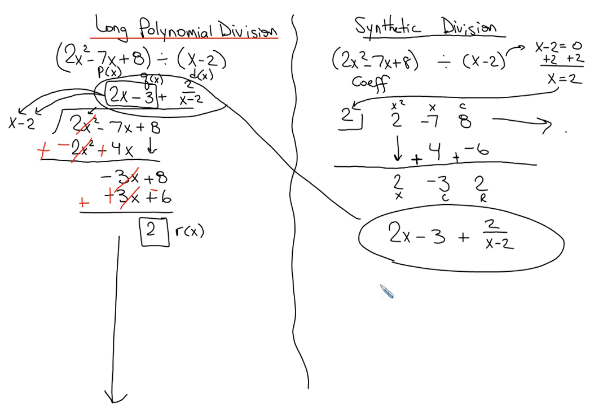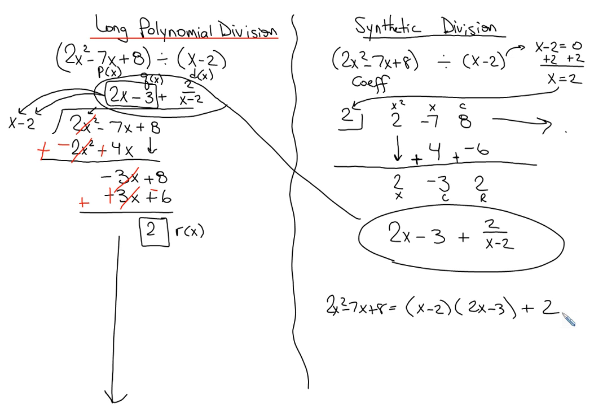And so again, this could be written as 2x squared minus 7x plus 8 is equal to the divisor times the quotient plus the remainder. We're not changing the way we can write the answer, we're just changing how we get to the answer. How we write it depends on how the question is asked. Questions about that?